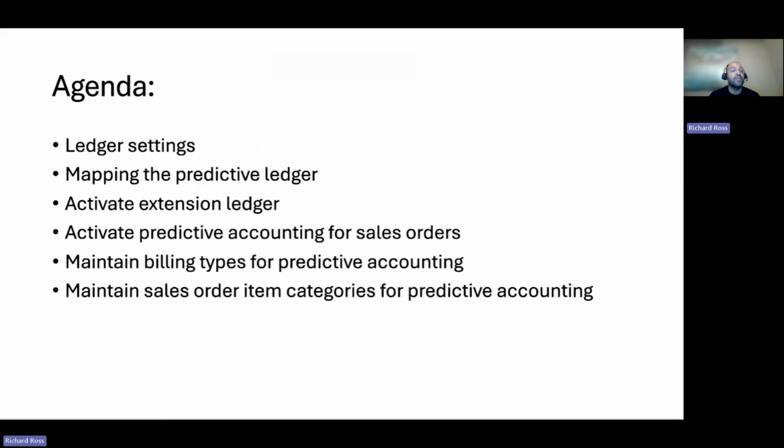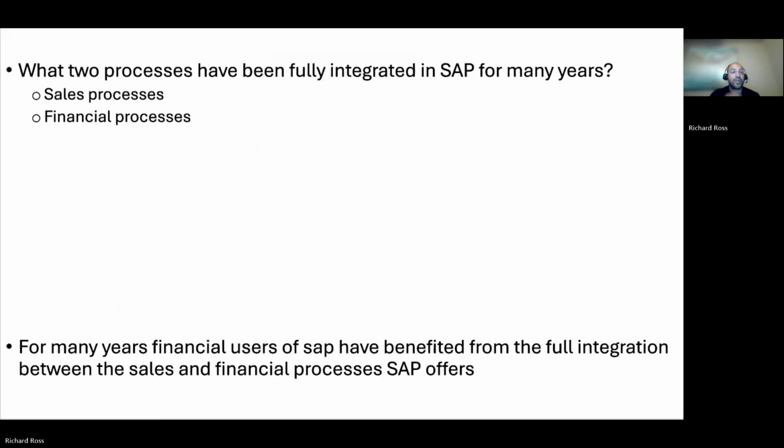On today's agenda, we have ledger settings, mapping the predictive ledger, activate extension ledger, activate predictive accounting for sales orders, maintain billing types for predictive accounting, maintain sales order item categories for predictive accounting. Okay, let's get into it.